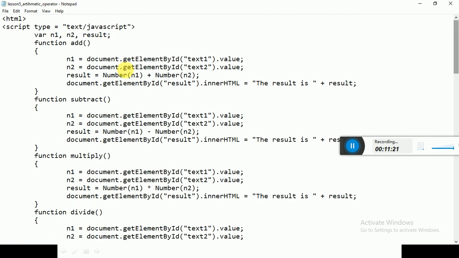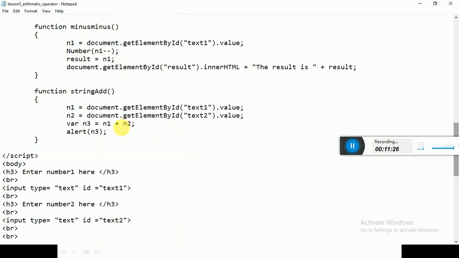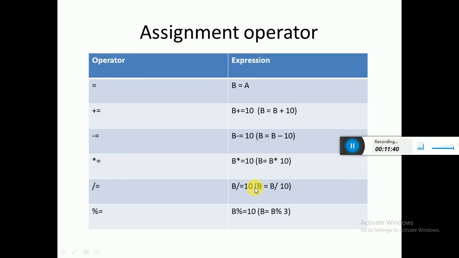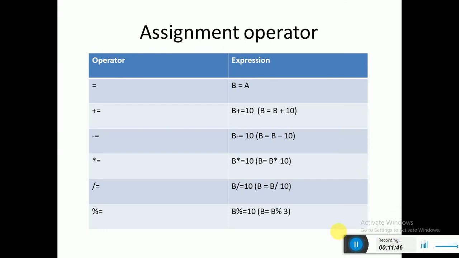For example, if I am using the equal operator, if I am saying b equal to a, the value of a is assigned to b. If I am using plus equal, if I am giving b plus equal to 10, it means b equals b plus 10. If I am giving minus equal, then this expression is equivalent to b equals b minus 10. So like that, there are various operators. These all are called assignment operators.